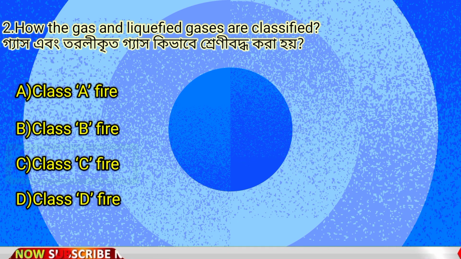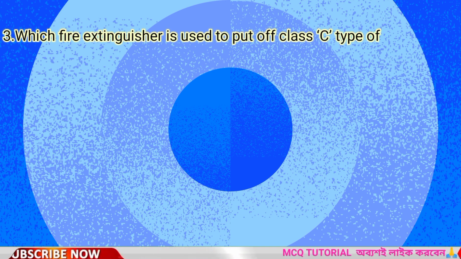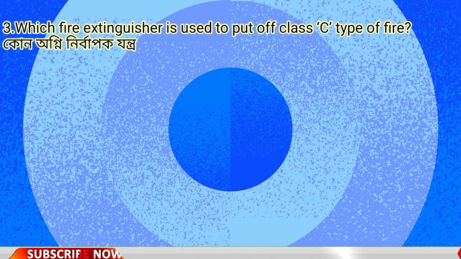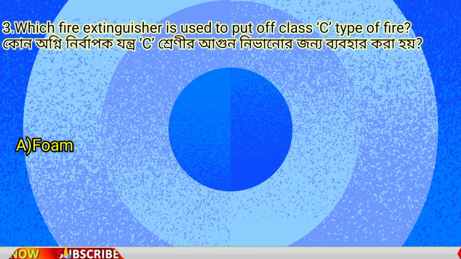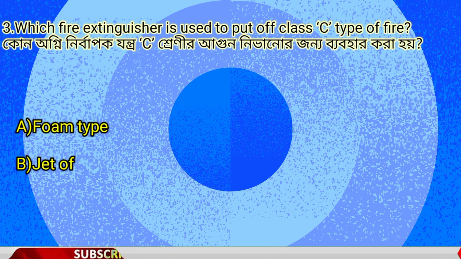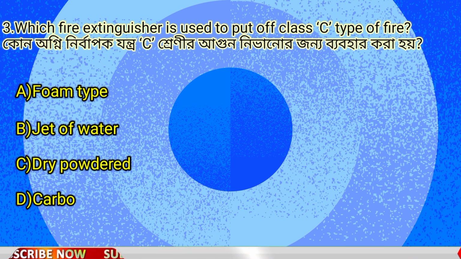The answer will be option C, Class C fire. Which fire extinguisher is used to put off Class C type of fire? Option A, foam type. Option B, jet of water. Option C, dry powder. Option D, carbon dioxide.